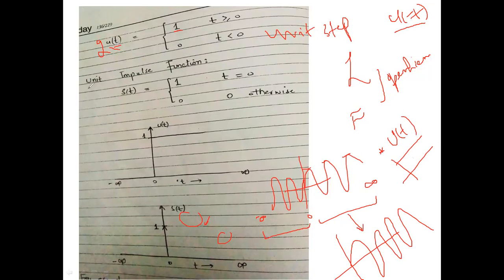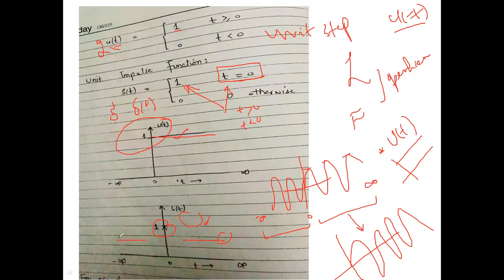Another standard function is the unit impulse function, represented by delta. Delta of t is equal to 1 for t equal to 0, and its value is 0 otherwise, meaning for t greater than 0 it is also 0, and for t less than 0 it is also 0. Its value is 1 only at t equal to 0. Here we have the unit step function and the unit impulse function.